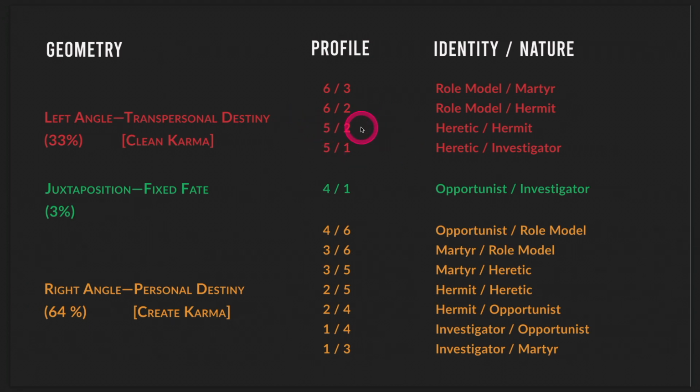This is one of the more rare ones, but the heretic hermit, right? Interesting how the 2.5 is rare, the hermit heretic, and the 5.2, the heretic hermit. Both of these are much more rare in the population, but valid and useful nonetheless.